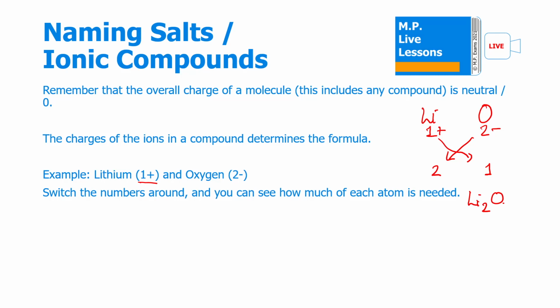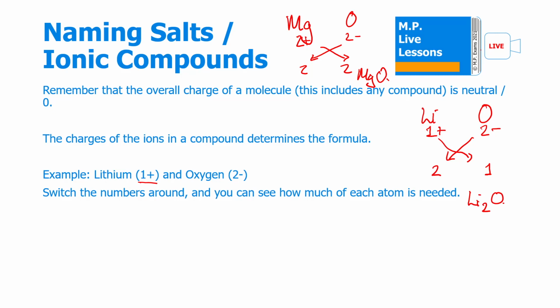But remember, if the two numbers that you switch around after are the same, you just have one of each. For example, if you had magnesium and oxygen, magnesium has a charge of 2 plus, oxygen has a charge of 2 minus. Switch them around, and you still get 2 each. They just cancel out, and you have 1 atom of each. So this becomes MgO.